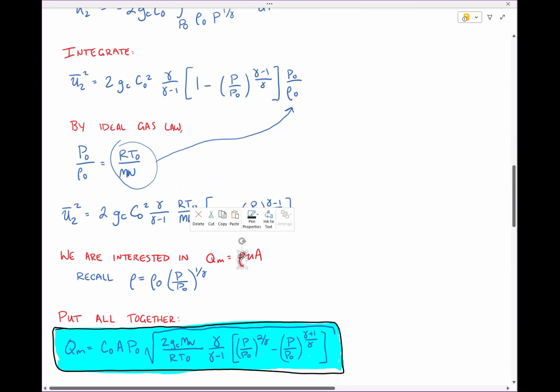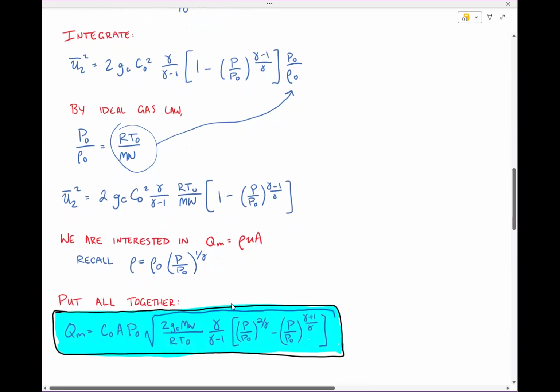So we need to multiply by the density and the area. Once again, recall area times velocity is volumetric flow rate. And then if I multiply that by the density, I convert the volumetric flow rate to a mass flow rate. And once again, we have this expression for density. So if I plug that in, I get this massive equation. So this is our equation for generic flow of vapor or gas through a hole.